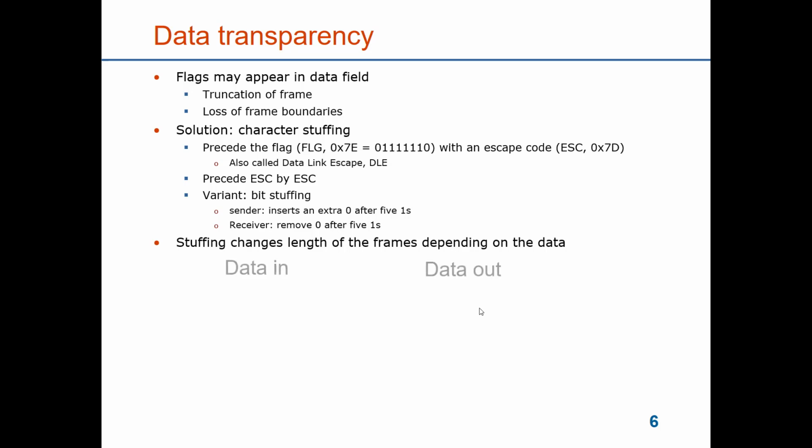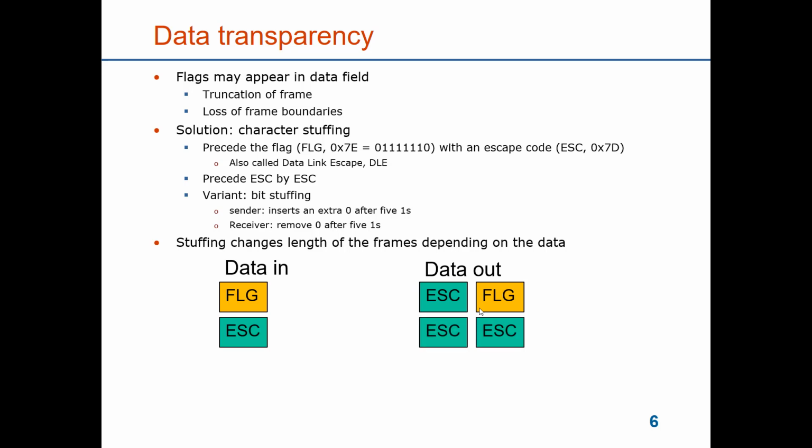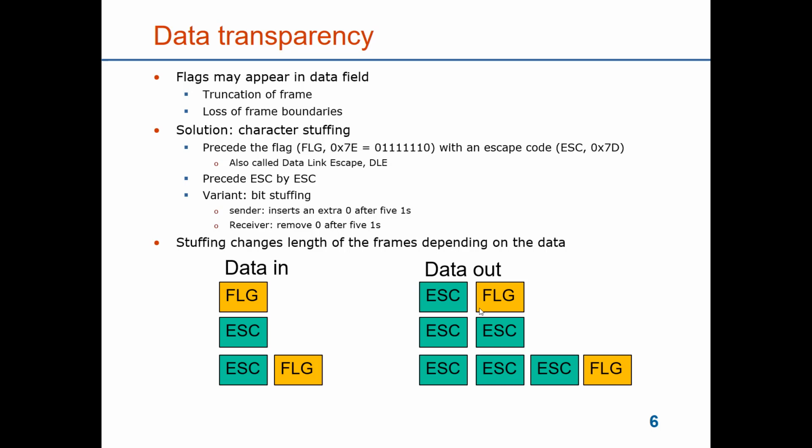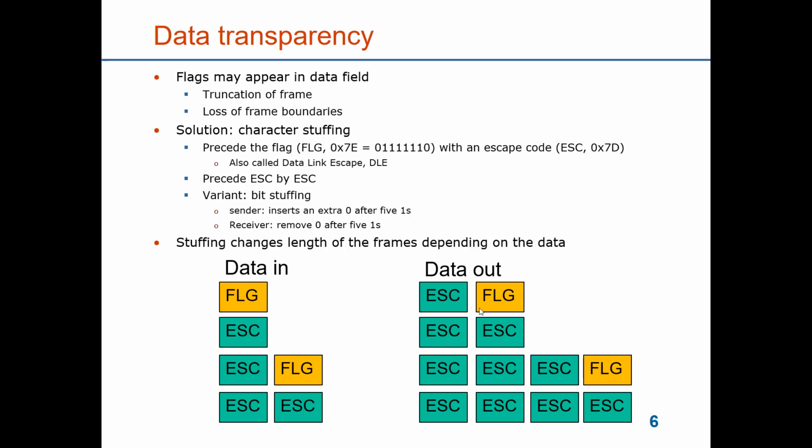Let me show an example. We take data in, so we have a flag which occurs somewhere in a data link frame. So after character stuffing, the flag has been preceded by an escape character. If the frame has an escape somewhere in the data, then that escape bit pattern has to be preceded by another escape. Same thing if we would have both escape and a flag occurring back to back in the data. Well, each of those characters will have to be escaped by another escape character in front of it. And the same goes if there are two or more escape characters occurring by chance in the data link frame.